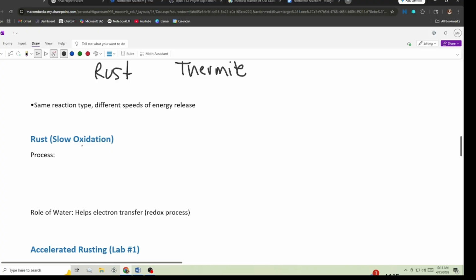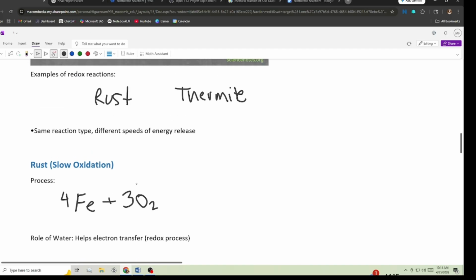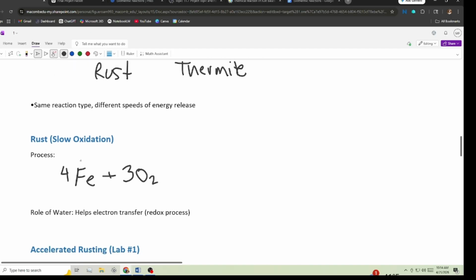For the process of rust, you're going to take your pure iron, and when it gets mixed with oxygen, you're going to have your oxidizer. This is going to be gaining those electrons in your oxygen, which is the reduction, while the iron is losing them. And through that process, you're going to get 2Fe, which, as we know, is rust. That's what we know it as.